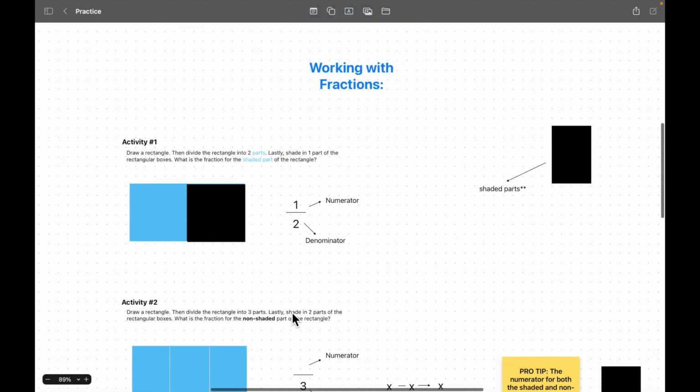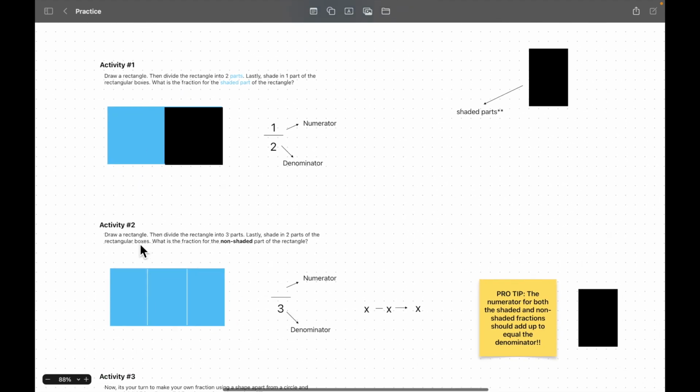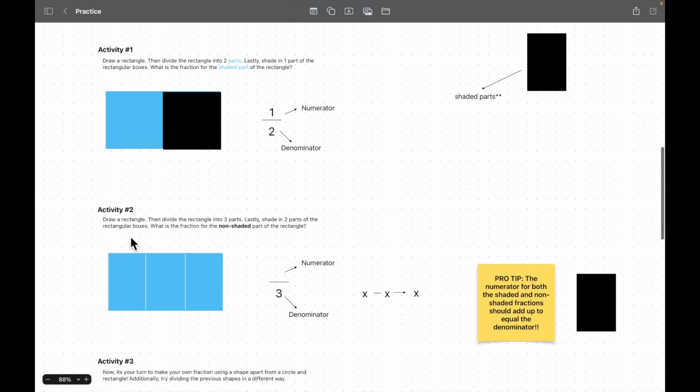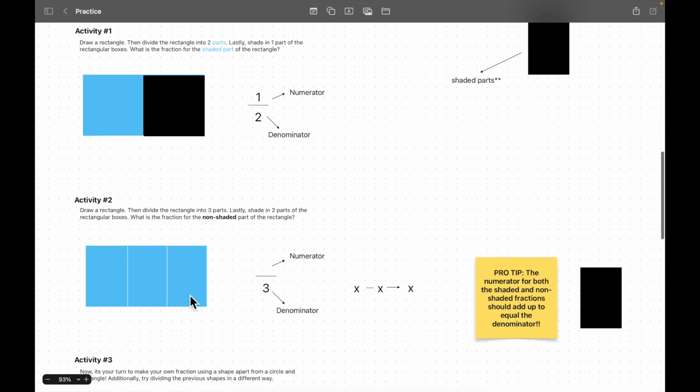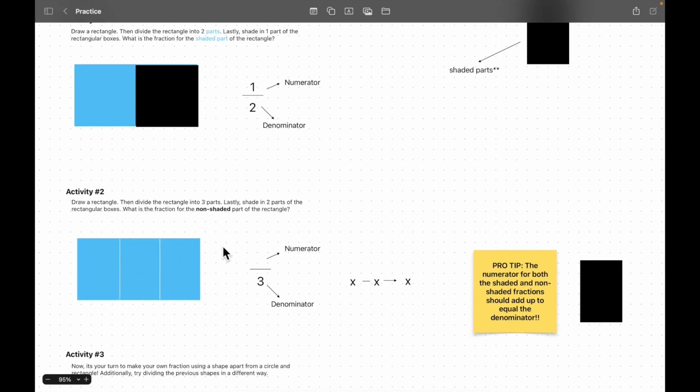Moving on to question 2, or activity number 2. So it says draw a rectangle. Alright, I drew a rectangle. I'm gonna remove these lines. Okay, draw a rectangle, then divide the rectangle into 3 parts. Okay, so 3 rectangles inside of this big rectangle. Okay? And we have to make them equal. Should be equal. If not, it's alright. At least it looks equal.